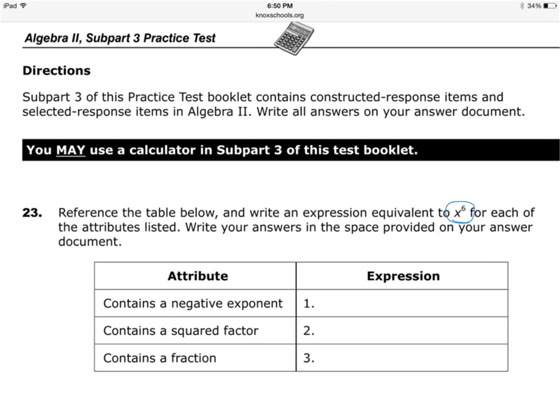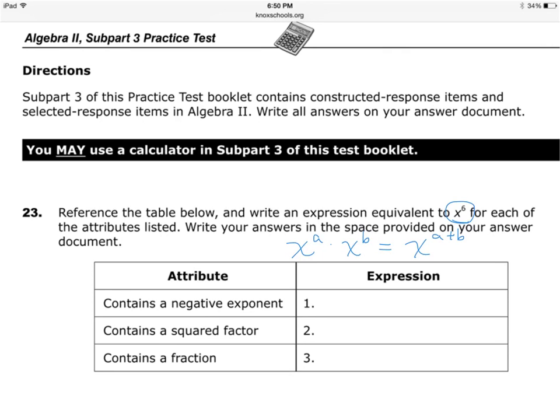Now they also mention that all of our expressions need to be equivalent to x to the 6. So one of the easiest rules for exponents that I can remember is multiplication of the bases, because that means that we need to add the exponents. That's the rule. So x to the a power times x to the b power, I simplify this as x to the a plus b power. So I'm going to use that property in order to answer these questions.